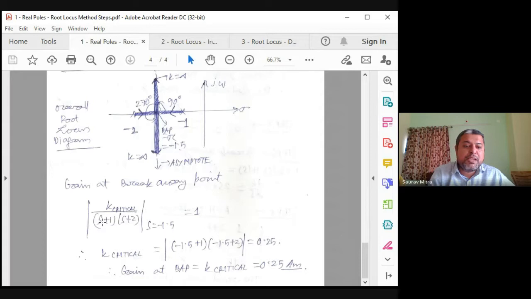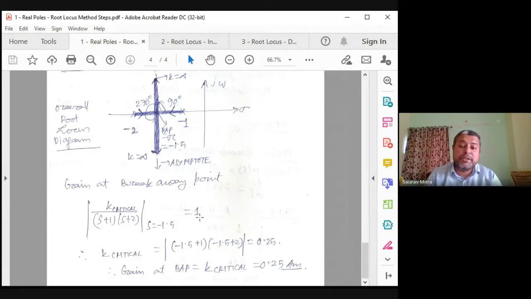That means below you are getting minus 0.5 and plus 0.5. If you multiply them, this becomes minus 0.25. That means mod of K critical divided by minus 0.25 is equal to 1. So this is the standard equation: whatever G(s)H(s) is given to you, mod of that equals 1. This is the equation for finding what is called K critical. K critical is the gain at the breakaway point.